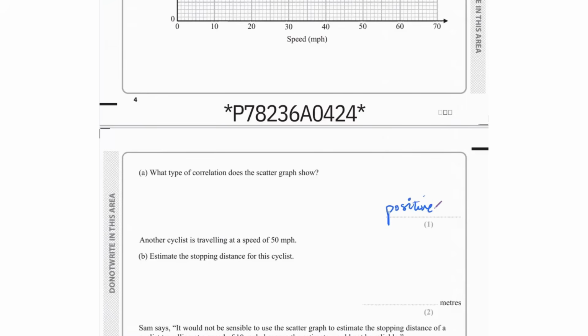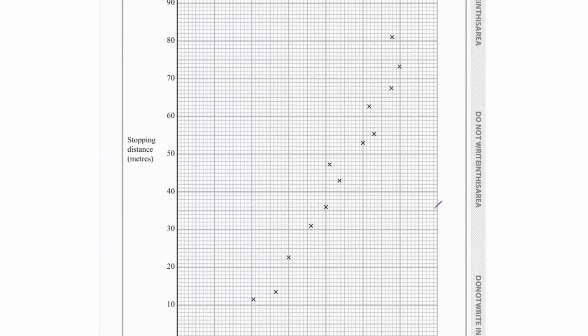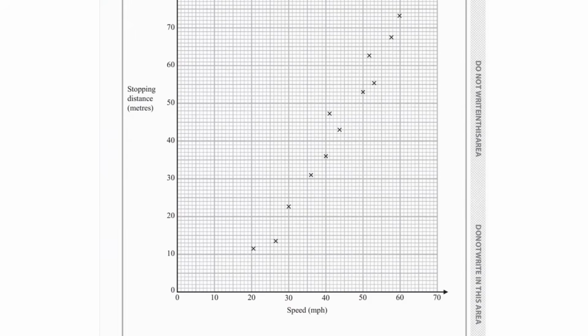Then another cyclist is traveling at a speed of 50 miles per hour. Estimate the stopping distance for the cyclist. So for that, we have to first draw the line of best fit.